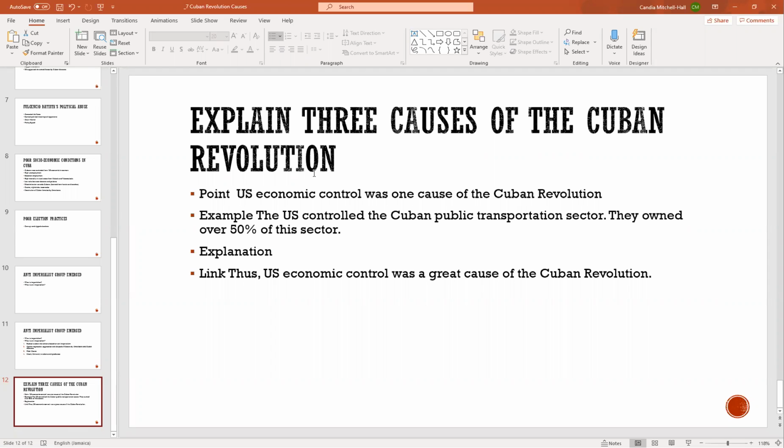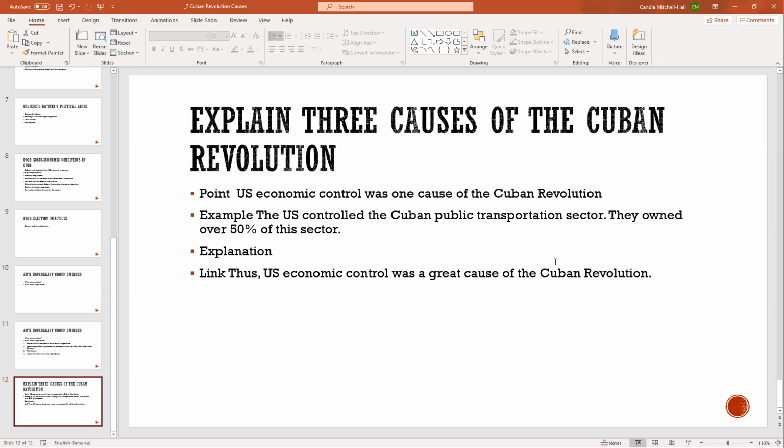Trust me, you write this in the exam, when the examiner reads it, 3 marks. Because this question would be 9 marks. They say: point, US economic control, that is 1. Examples were clearly shown, 2. Explain and link, 3. Full 3.